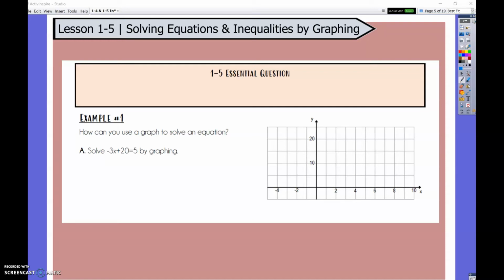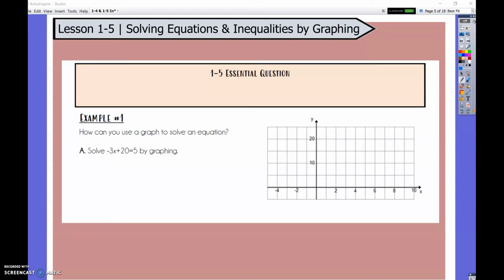In section 1.5, we're going to be solving equations and inequalities by graphing. Desmos will be one of your main tools for this. Eventually, we'll be solving them algebraically, but today, Desmos will do a lot of the work for us. Let's start with example 1 in your packet.